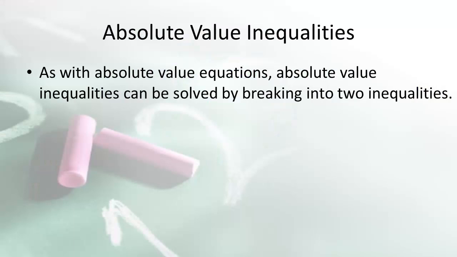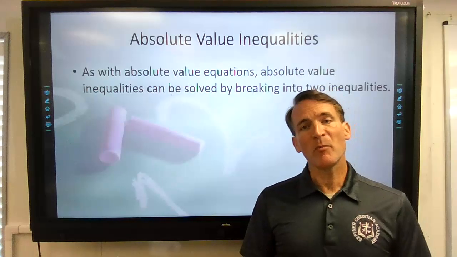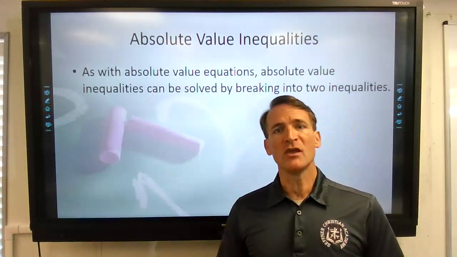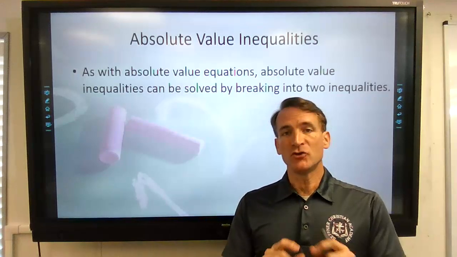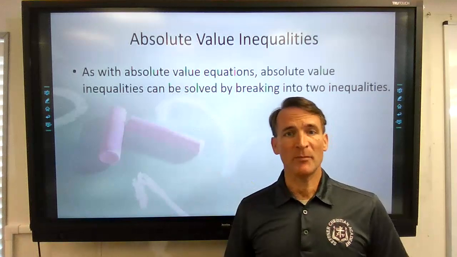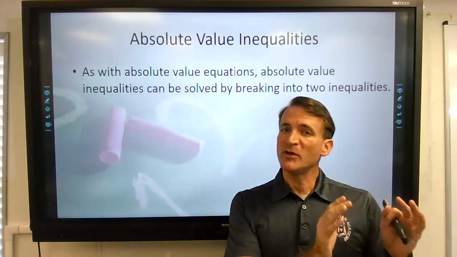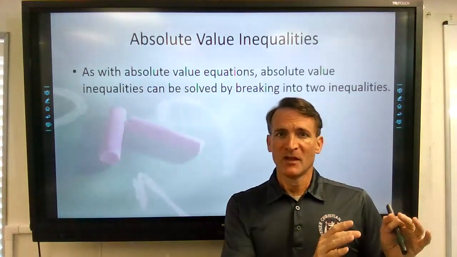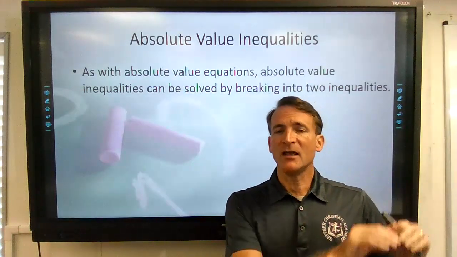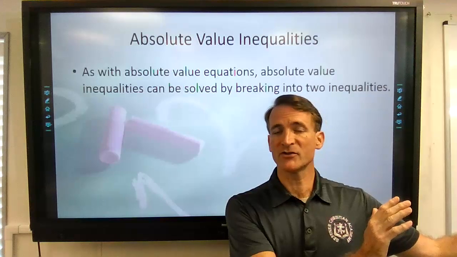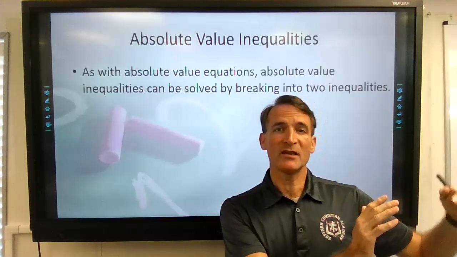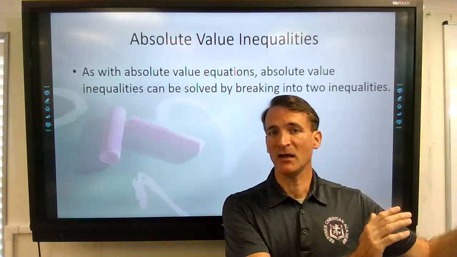So as with absolute value equations, absolute value inequalities can be solved by breaking it into two inequalities. Remember when we talked about absolute value equations where they were equal, we broke the equation into two parts. The first part, we just dropped the absolute value sign. What do we do with the second equation? Do you remember? We dropped the absolute value sign and we changed the values of all the other parts on the other side of the equal sign. So what was negative became positive, what was positive became negative.